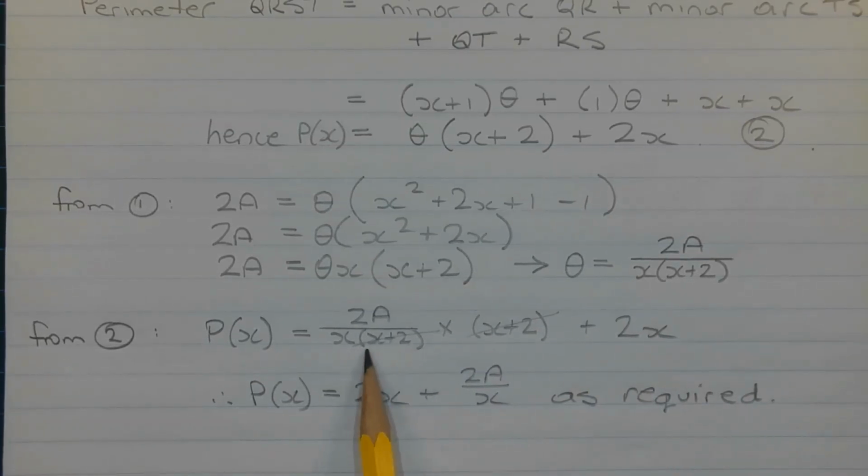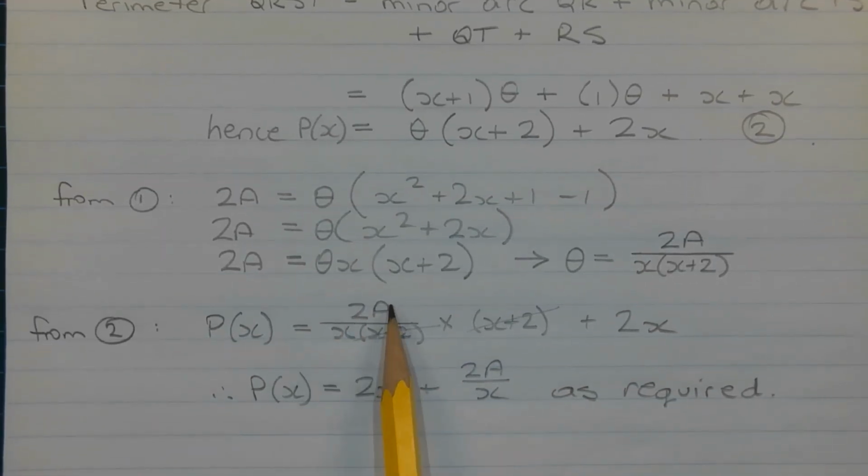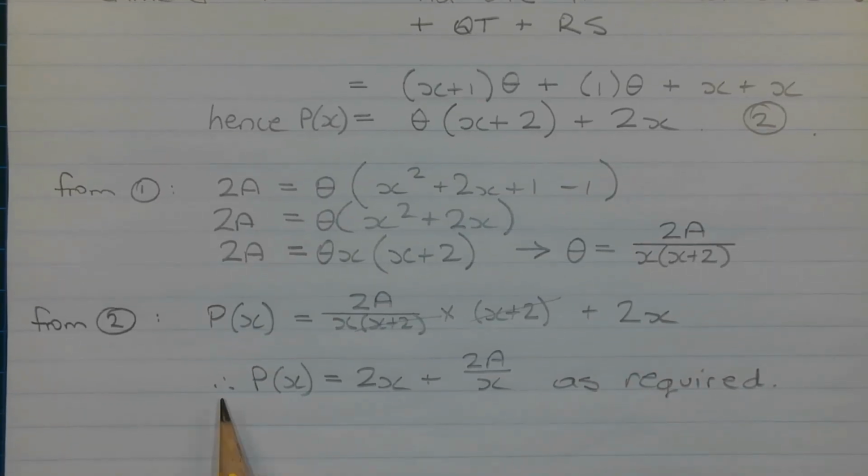Now this denominator x plus 2 will cancel with x plus 2 here. So we're just left with 2a over x plus 2x. Therefore, p of x equals 2x plus 2a over x as required.